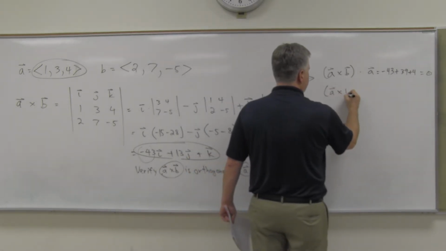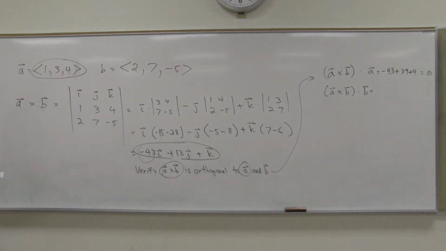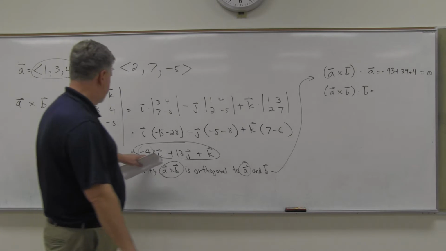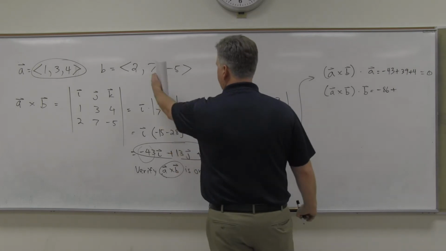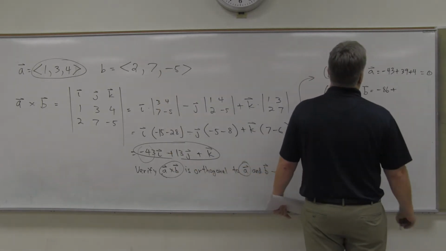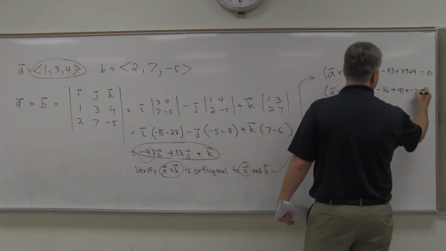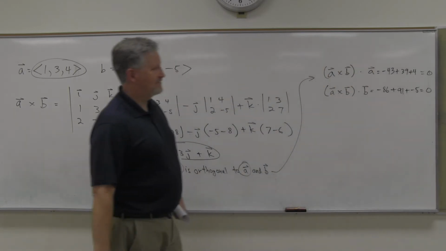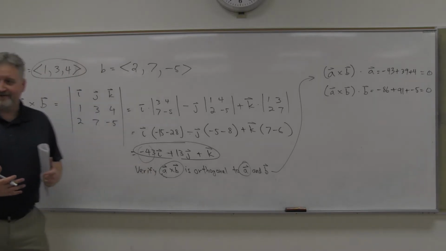Now the other one, so we got the other consideration. Take the cross product dot B. What does that give me? So that'd be negative 43 times 2, that's negative 86. Plus 13 times 7, 91. It's getting late in the day here. And then 1 times negative 5. Negative 86 plus 91 minus 5, ta-da, 0. So both of those dot products are 0, meaning they are orthogonal. So just the way it works, okay?